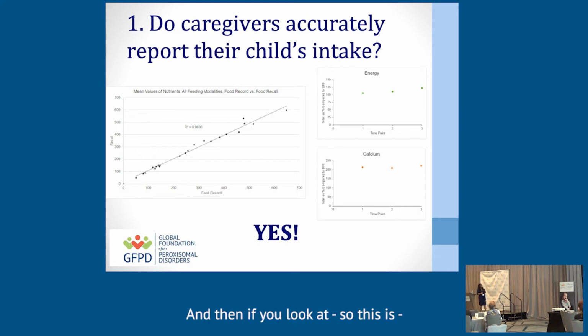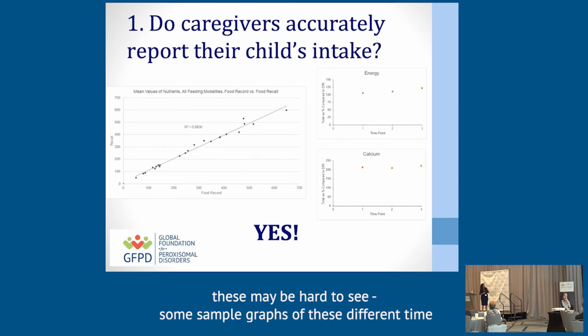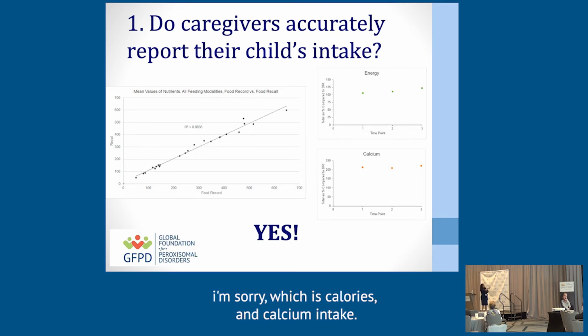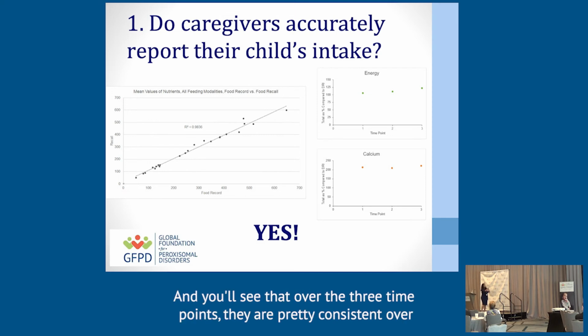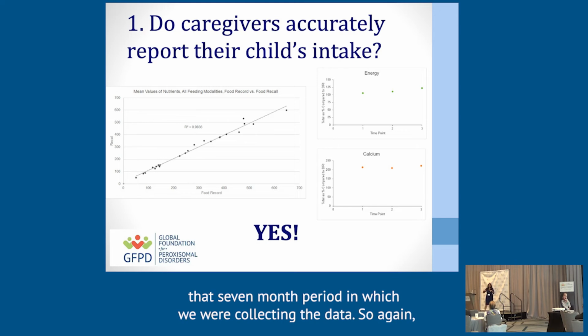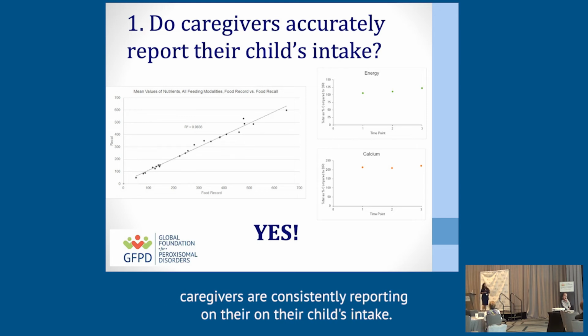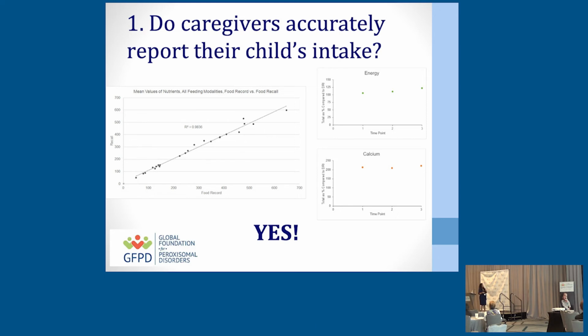And then this may be kind of hard to see, but these are some sample graphs of these different time points of a particular patient. We're just focusing on energy, which is calories, and calcium intake. And you'll see that over the 3 time points, they are pretty consistent over that 7-month period in which we were collecting the data. So again, I think we can safely assume that at the very least, caregivers are consistently reporting on their child's intake.